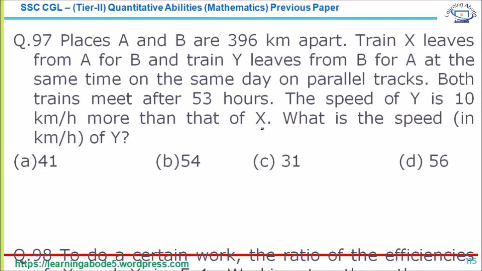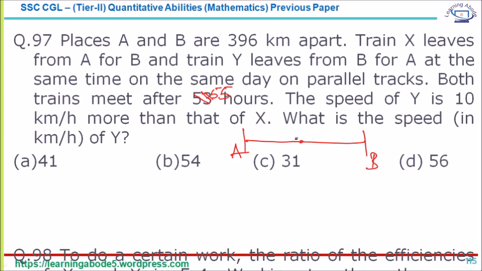Now question number 97. Two places are 396 kilometers apart. The trains meet after 5.5 hours. See, when two places are there like opposite direction A and B, right, and when they meet, the distance covered together is the total distance.